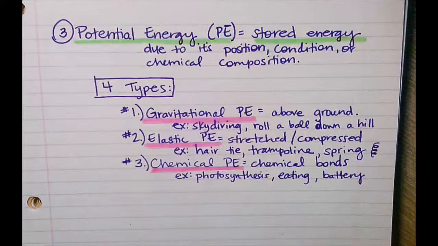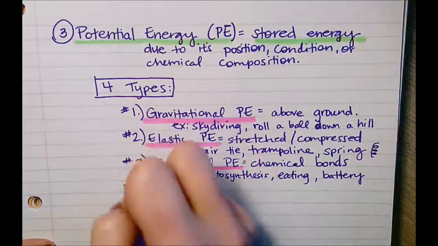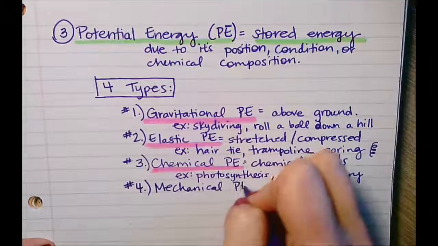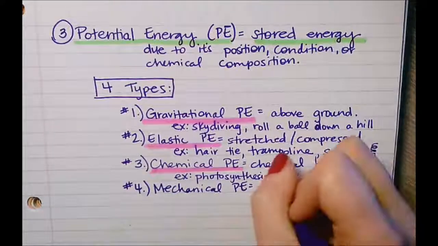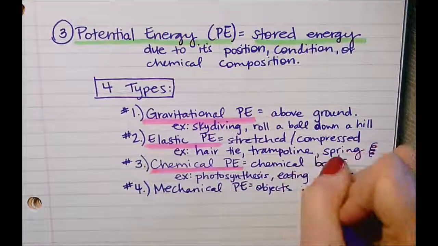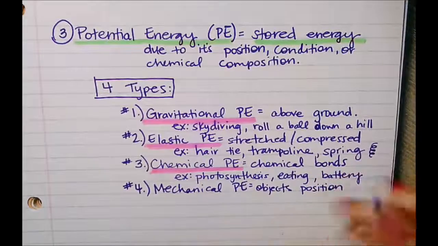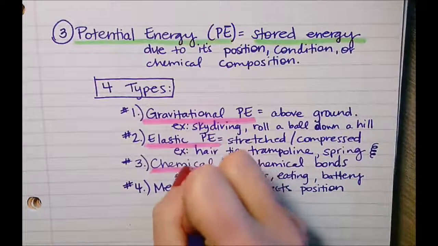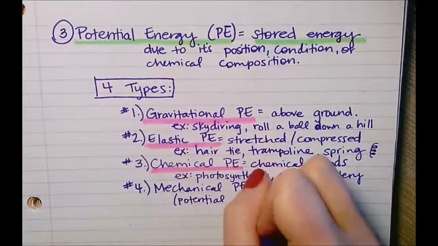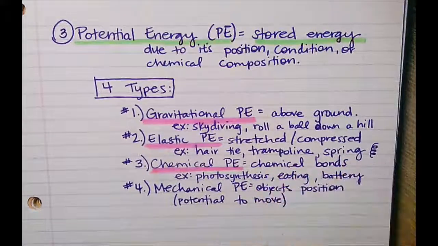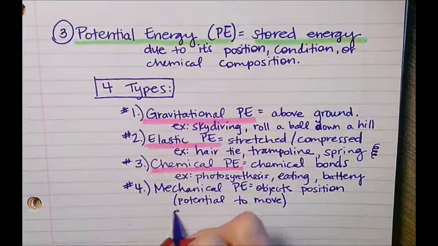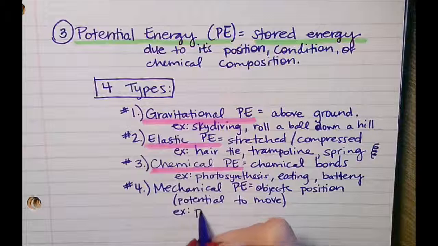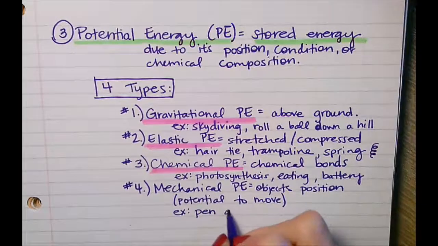And then the 4th one is mechanical potential energy. Now this one's a little bit confusing, but it's based on the object's position in general. This one and gravitational usually get a little confusing. So it's basically the potential to move. I'm going to explain this more in a second. So it's the potential to move. So for example, this would be like if your pen is on the edge of your desk.